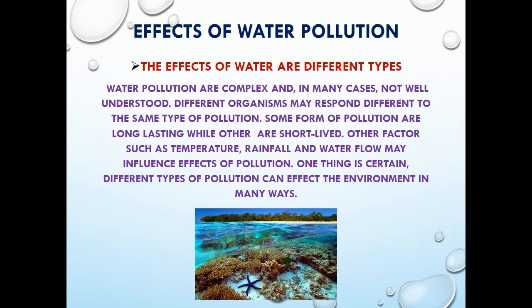Effects of water pollution. The effects of water pollution are complex and, in many cases, not well understood. Different organisms may respond differently to the same type of pollution. Some forms of pollution are long-lasting while others are short-lived. Other factors such as temperature, rainfall and water flow may influence the effects of pollution. One thing is certain: different types of pollution can affect the environment in many ways.